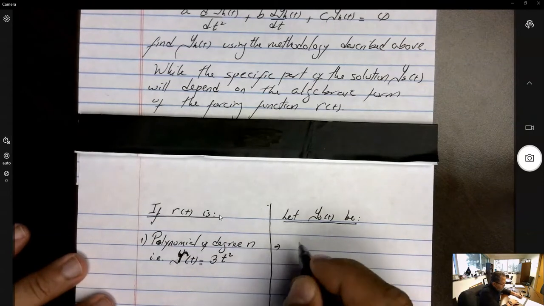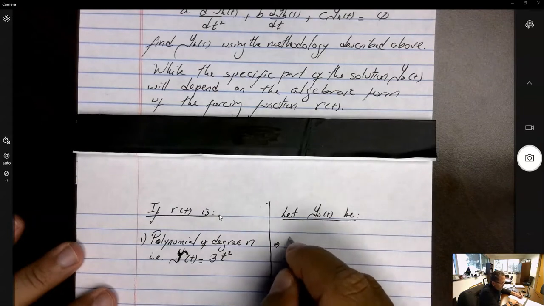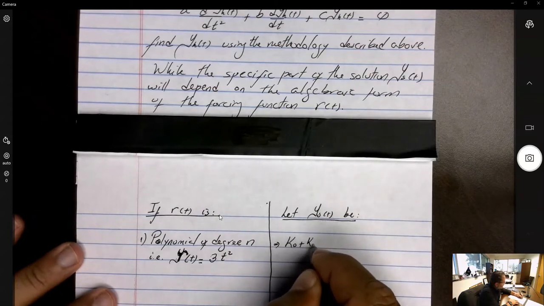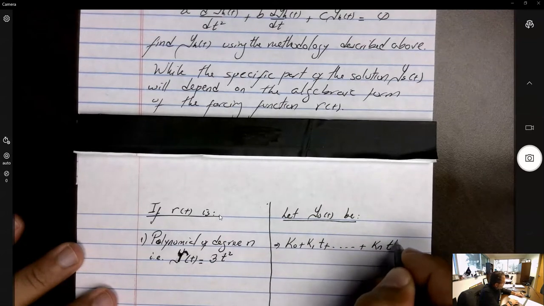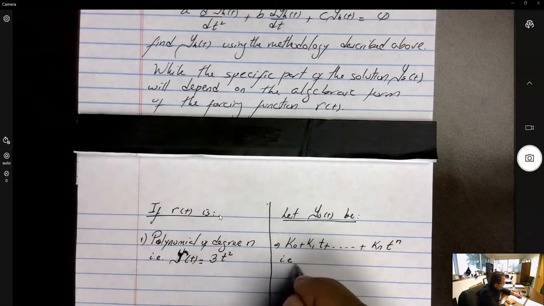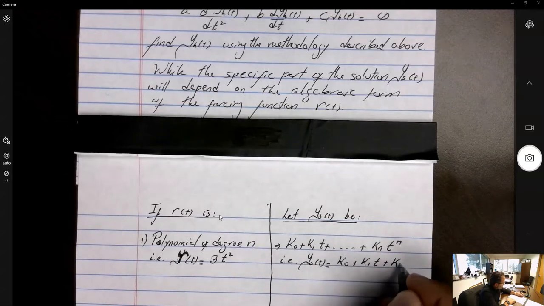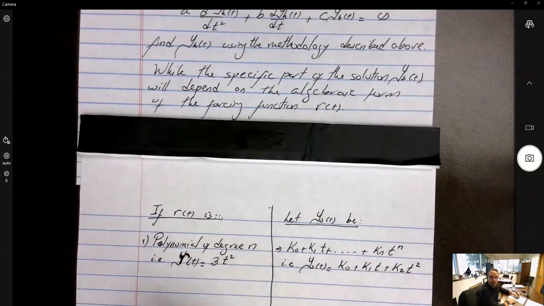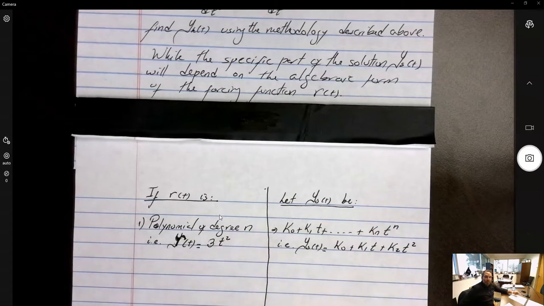Then let ys of t be a polynomial of degree n, but the full version of the polynomial. So for example, if r of t is 3t squared, then ys of t will be k0 plus k1t plus k2 t squared. So a full polynomial of order 2, including the terms that are not present in the polynomial, all of them.